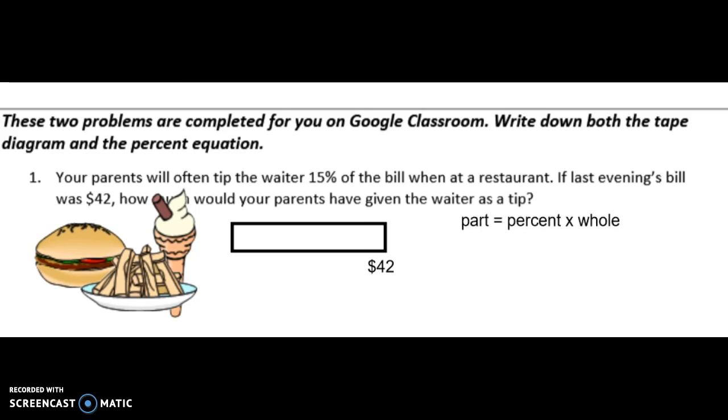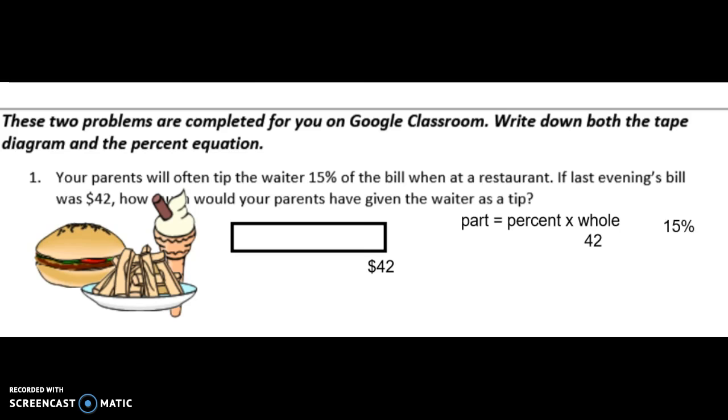And because the $42 represents the whole bill, that would be 100% of the cost. That's our whole amount. And I don't think that's going to be new information for you, but there we go. Part equals percent times whole. The whole amount is $42. What we've been having problems with, what we need to spend the most time thinking about then, is the percent. It says 15%.